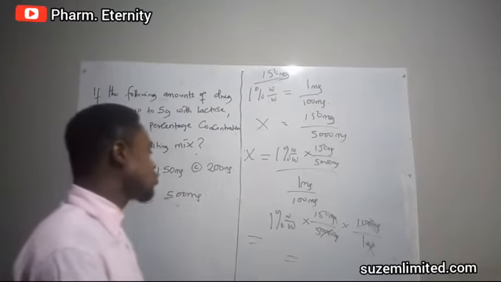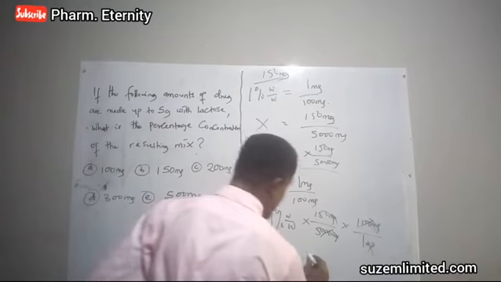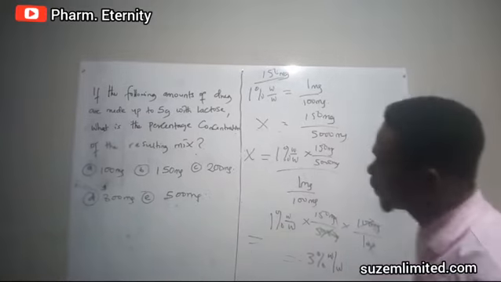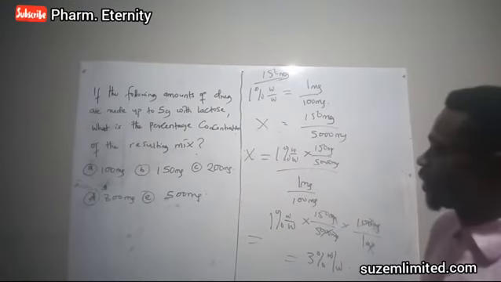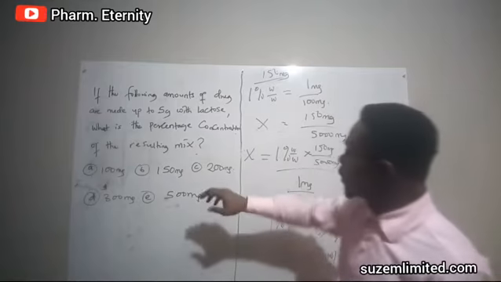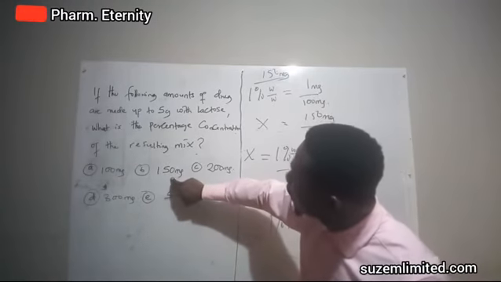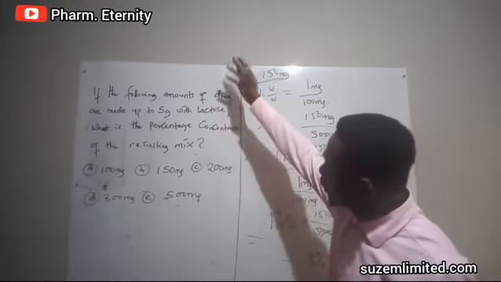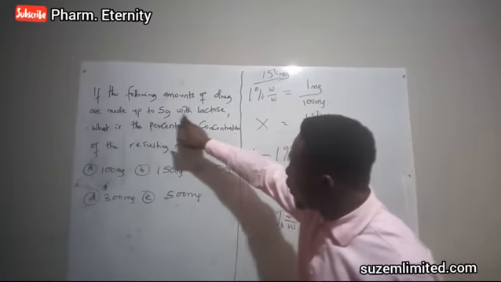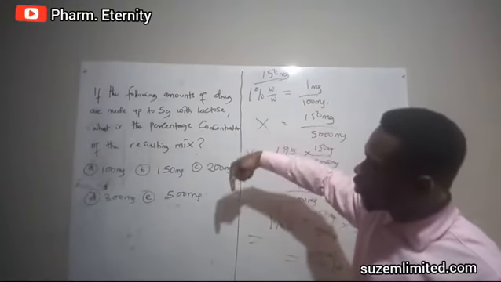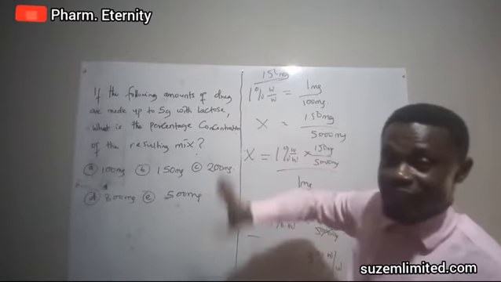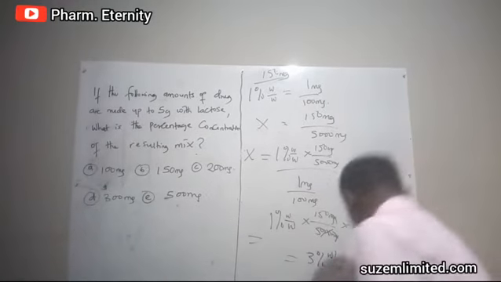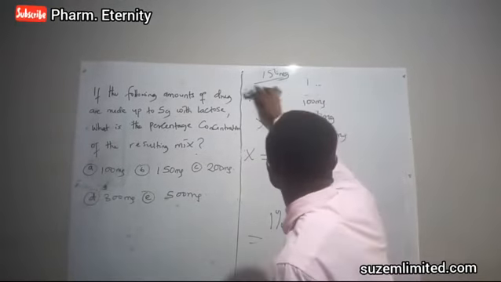So 3 times 1% weight per weight gives us 3% weight per weight. So what it implies is that if 150 milligram of the drug in question is made up to 5 gram with lactose, the percentage concentration of the drug in the resulting mix will be 3% weight per weight. So let's solve for 200 milligram.